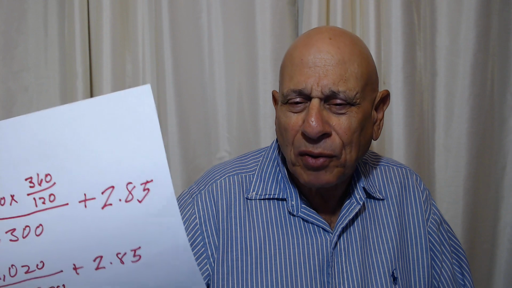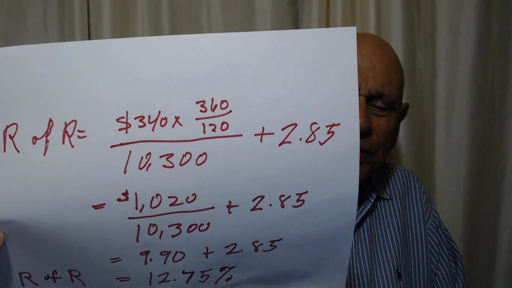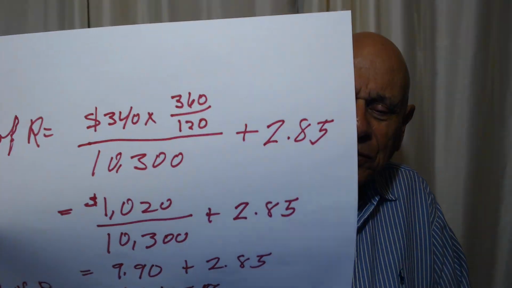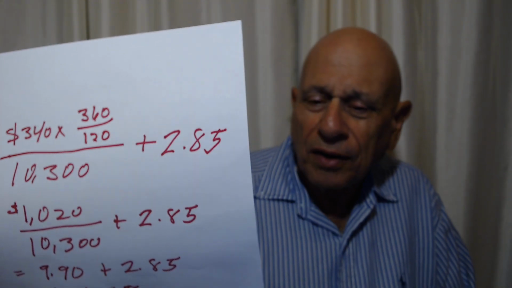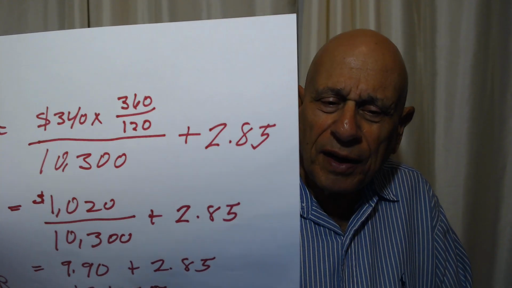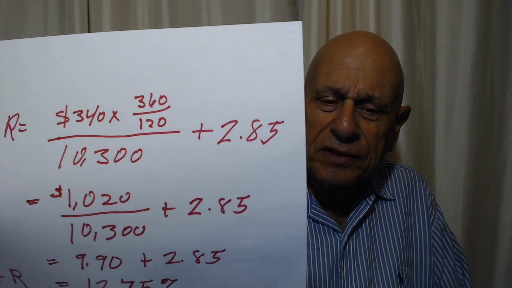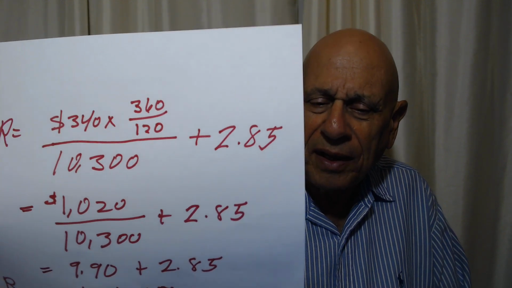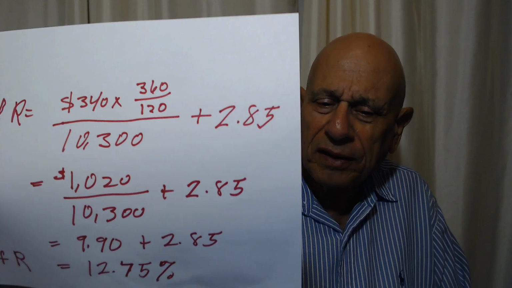I wish I had a blackboard, but it wouldn't fit on the screen. So, the rate of return. The denominator, that's the bottom number, is 10,300. That's 100 shares of TLT, which you bought at $103 a share. That's $10,300. And you got $340 for 120 days. And then to annualize, you divide 120 into 360, which is obviously 3. And then you've got the 2.85% dividend yield, annual dividend yield.